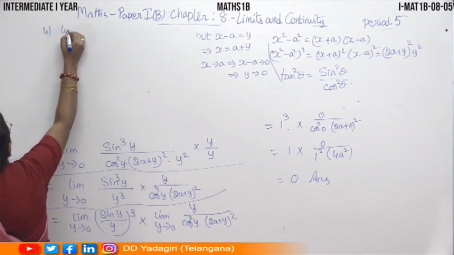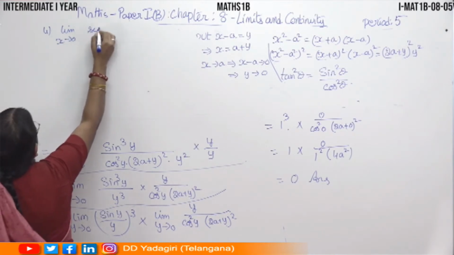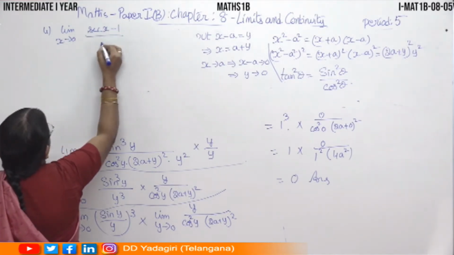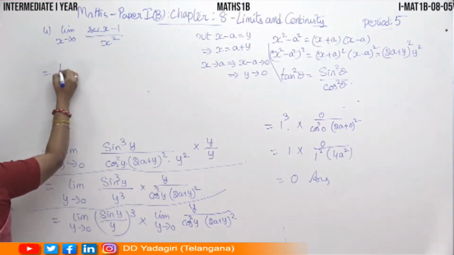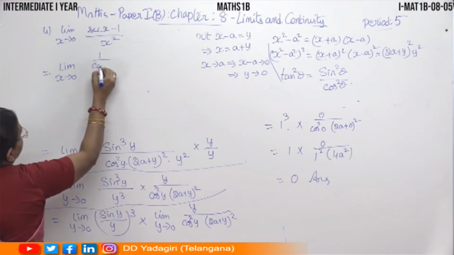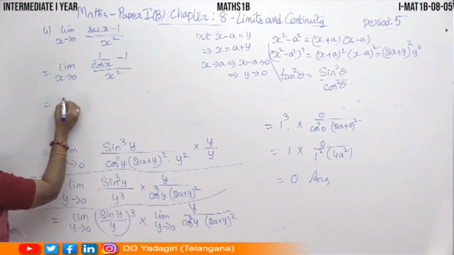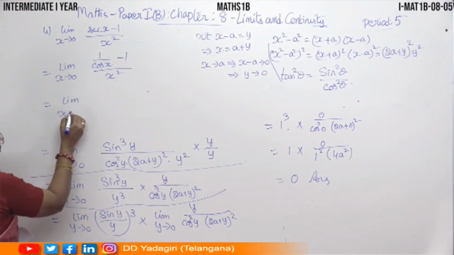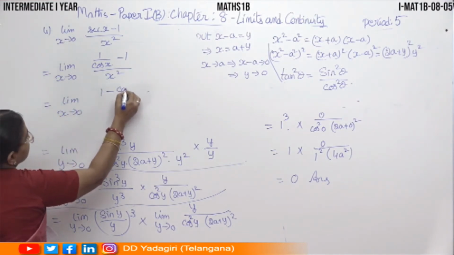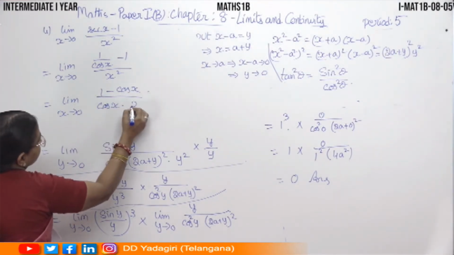Fourth problem, limit x tending to 0 of secant x minus 1 by x square. So here secant x will convert to cos. So 1 by cos x minus 1 by x square. So it is limit x tending to 0 of 1 minus cos x by cos x into x square.